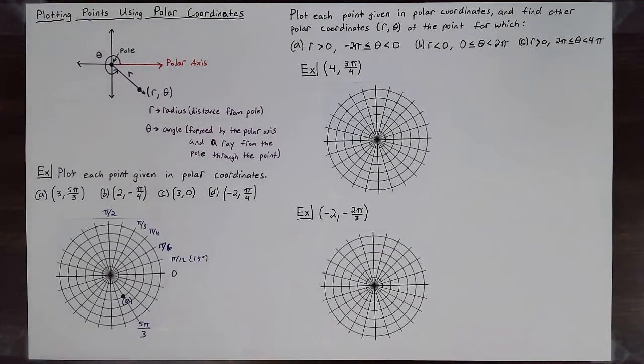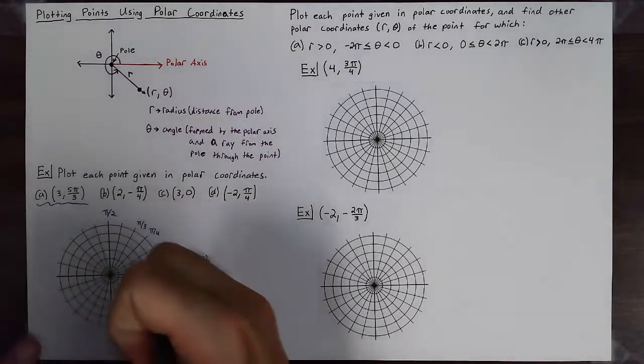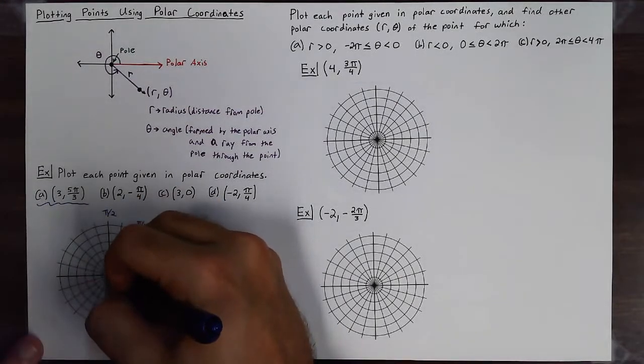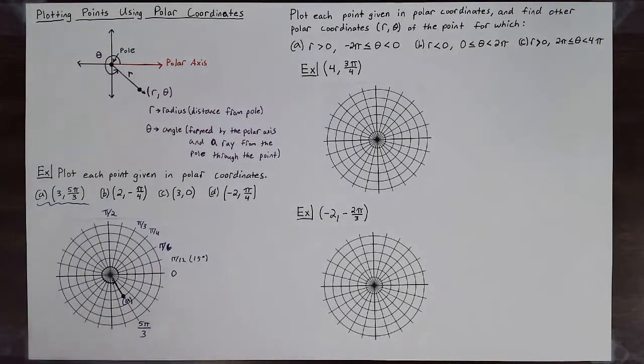I'll do all of these in a different color too, so maybe that'll help it stand out on the graph. But cool, point A. You kind of imagine where it's at, and it just rotates all the way around to create that angle that you're looking for, which is 5 pi over 3.